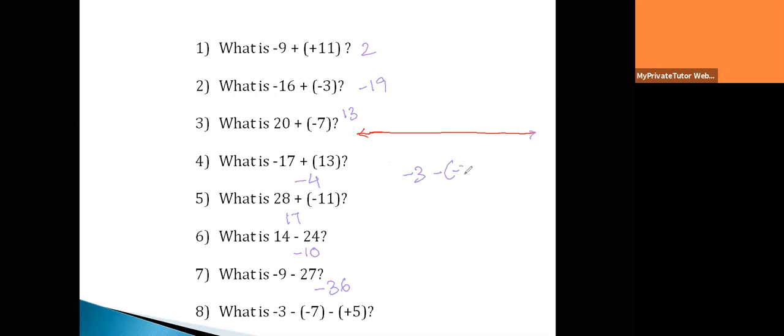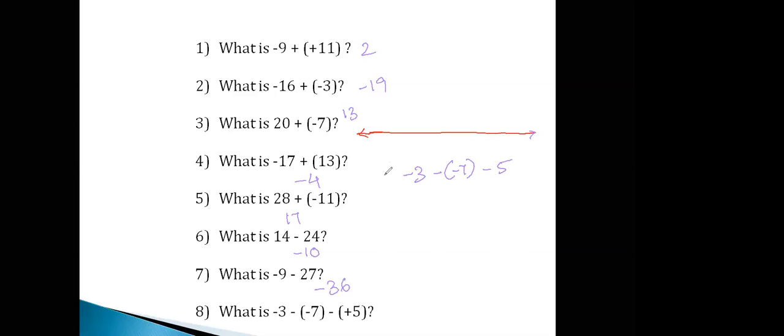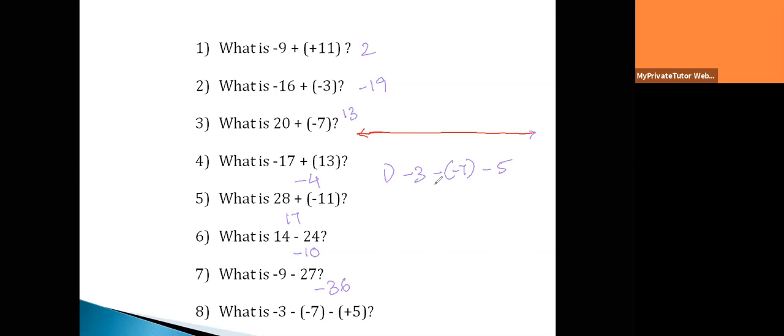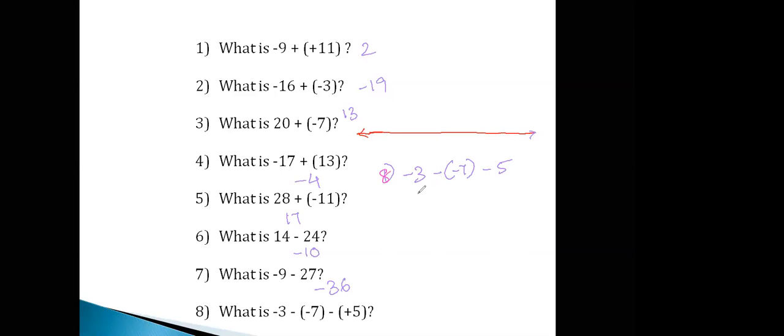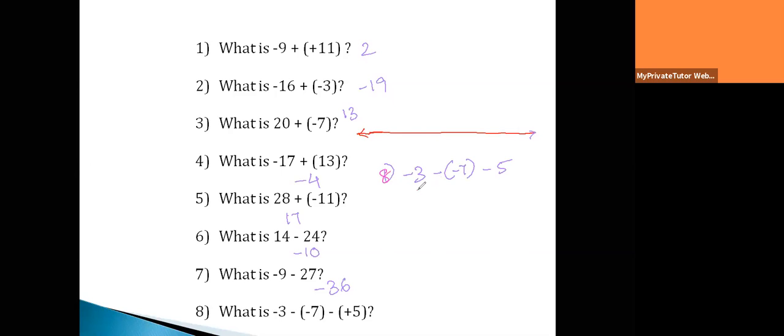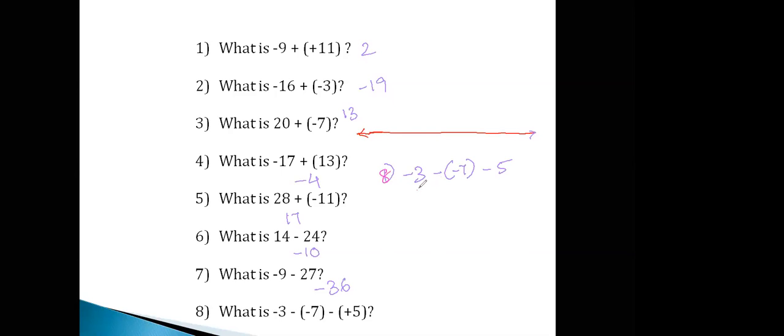-3 minus of -7 minus 5. Minus 3 plus 7. Plus 4 minus 1. -1. Okay, can you tell me how you got -1? Minus 3 plus 7 is equal to 4. Then 4 minus 5.